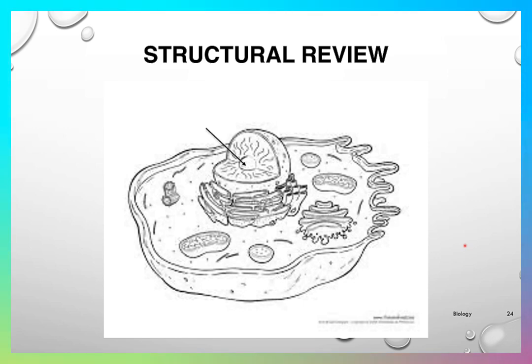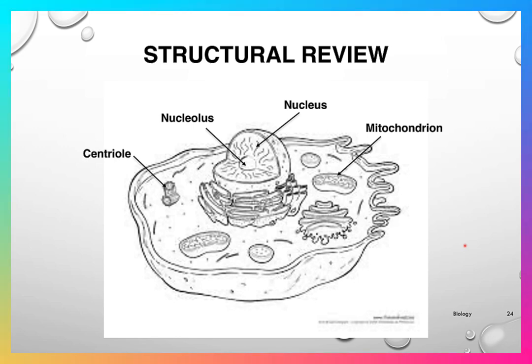So here's the first arrow, and it's pointing at the nucleolus. The second arrow is pointing at the nucleus. The third arrow is pointing at the mitochondrion. The fourth arrow is pointing at these two perpendicular spool-like structures. That's called the centriole. This area is pointing at folded membranes without ribosomes, so it's the smooth ER.